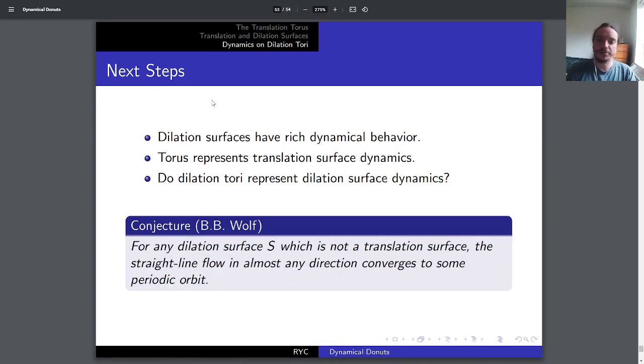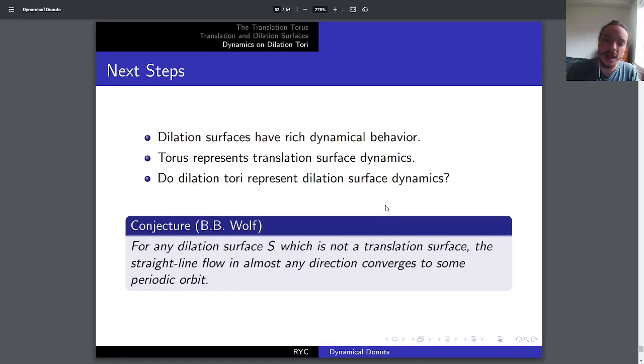Okay, so we've seen that dilation surfaces have crazy new dynamical behaviors, but what we do know is that for the translation surfaces, the torus is very representative of the dynamics on a general translation surface. That's what the Kerckhoff-Masur-Smillie theorem says. So then the question becomes, is it also true that dilation tori are representative of the dynamics on a general dilation surface?